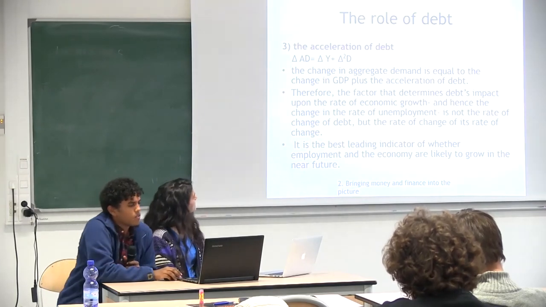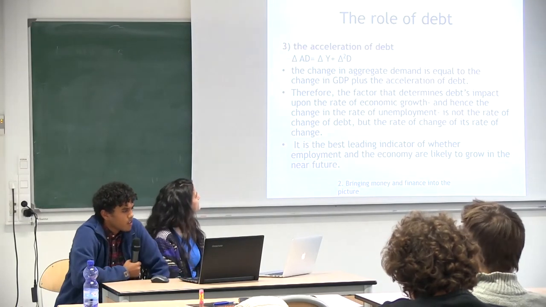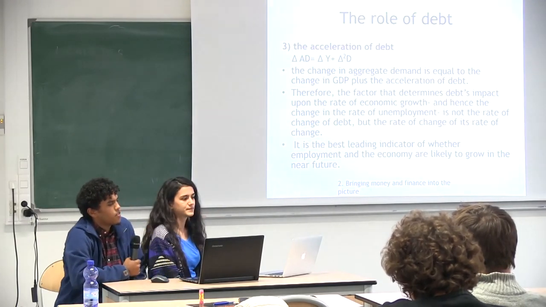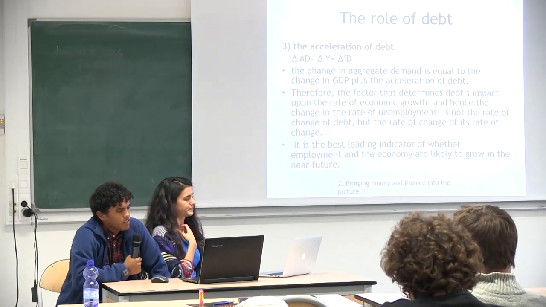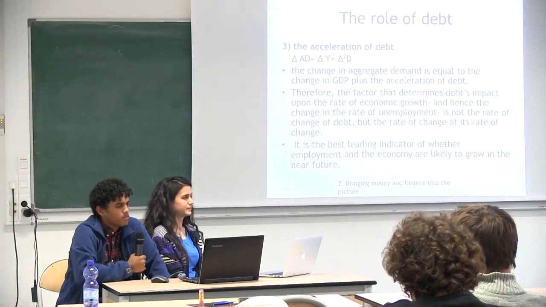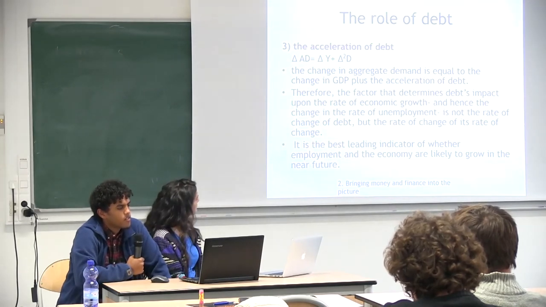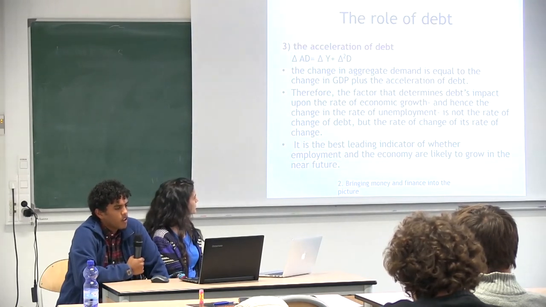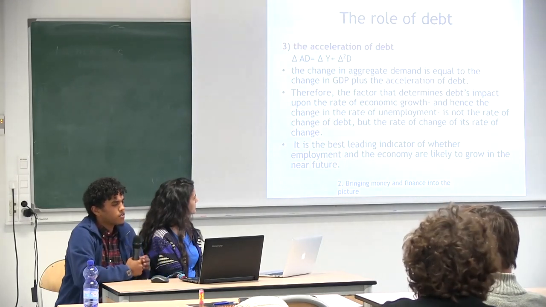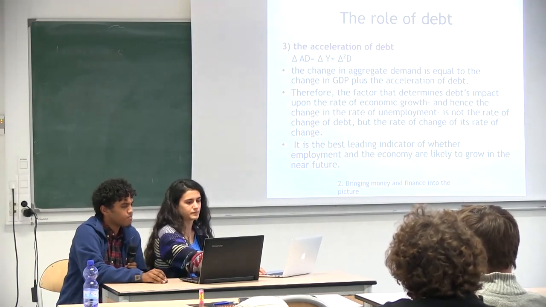The third dimension of the role of debt in Professor Keane's work regards the acceleration of debt. Taking the change of the variables in the previous equation, Keane posits that the change in aggregate demand is equal to the change in GDP plus the acceleration of debt, or the change of the change of debt. From this, Professor Keane argues that the acceleration of debt determines debt's impact upon the rate of economic growth, and hence the change in the rate of unemployment. For Professor Keane, the acceleration of debt is the best leading indicator of whether employment and the economy are likely to grow in the near future.